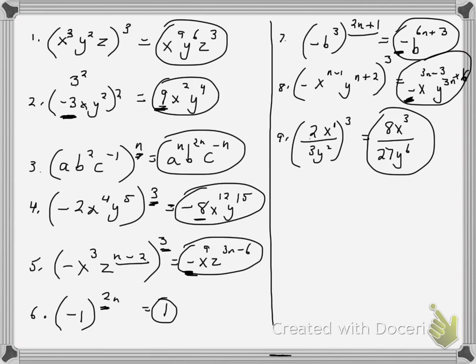Okay, notice what starts in the numerator is staying in the numerator. What starts in the denominator is staying in the denominator. The only time that would shift is if I had a negative exponent and I wanted everything positive or something like that. Okay, I think we have 3 more.